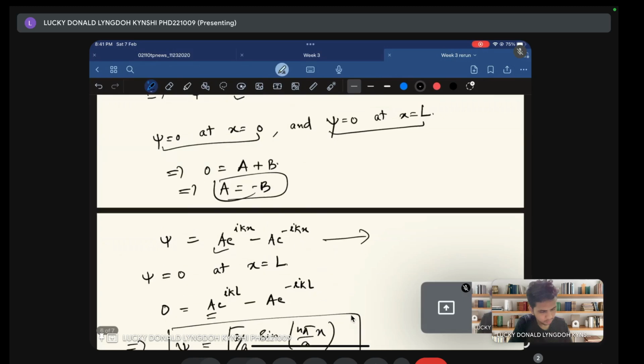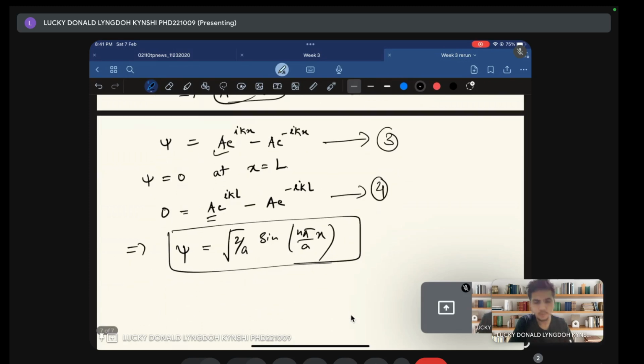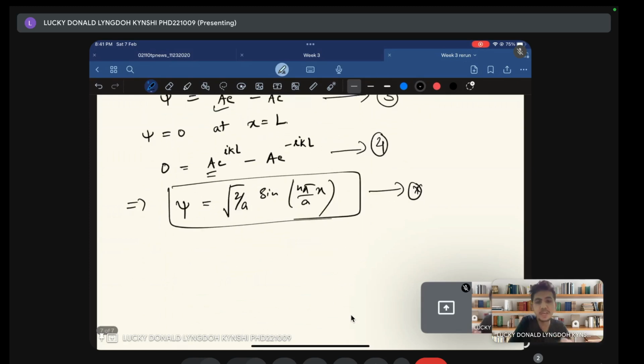Let me name these as equations 2, 3 and 4. So put back whatever value of A you get from equation 4 in equation 3, and you will get this. So this is a very important result for a particle moving freely inside the box.